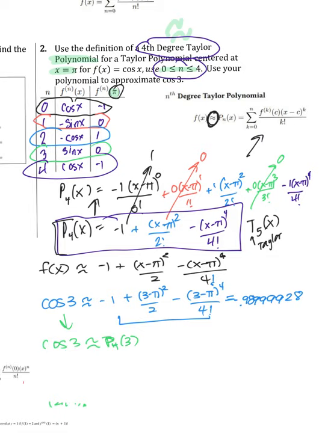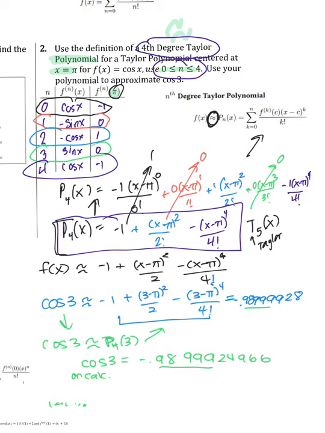So we took 3 and plugged it into our polynomial, and that's how we got this value. Now I want you to grab your calculator, type in cosine of 3, and see what you get. When I push this on my calculator, I get negative 0.989924966. So we approximated cosine without using a calculator, and it was the same to 1, 2, 3, 4, 5 decimal places.